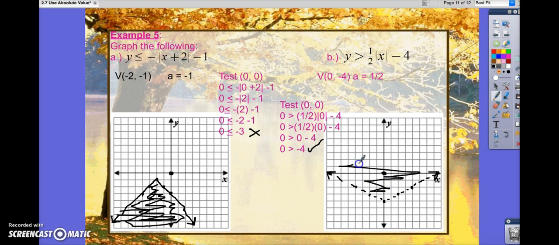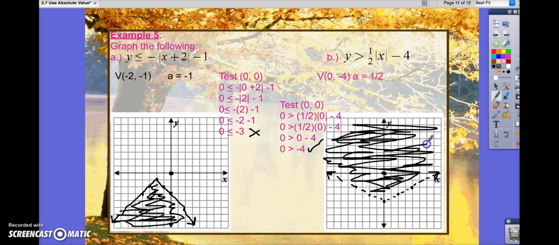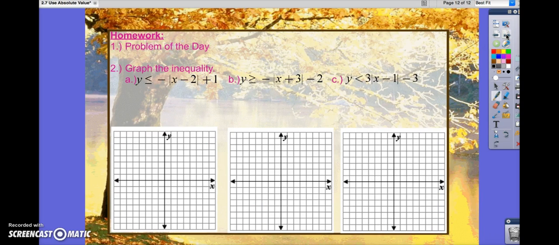Remember how before, when we did inequalities, I told you to plot the point and test a point to see where to shade. There are shortcuts that work most of the time, but the shortcut's not going to help you with an absolute value graph. You're not going to know where to shade, inside or outside. You actually have to test a point, so make sure you do that. And that's it, the final part of lesson 2.7, the final part of the chapter, actually. So for homework, do the problem of the day and graph those three inequalities. And we're good to go.